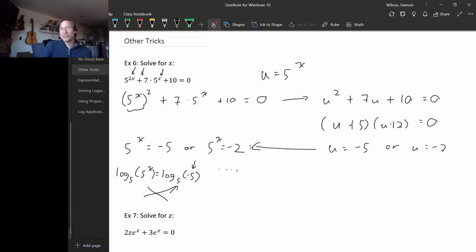The same thing happens over here. You end up taking a log of negative 2, but there is no logarithm of a negative 2. So there are no solutions there either. So this equation actually has no solutions at all. There's no number x that will make this equation true if you plug it in.